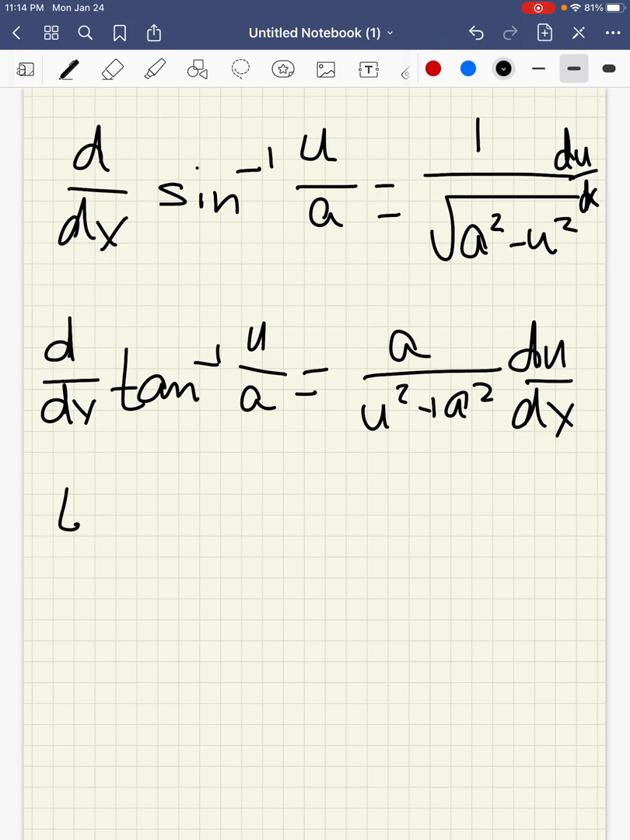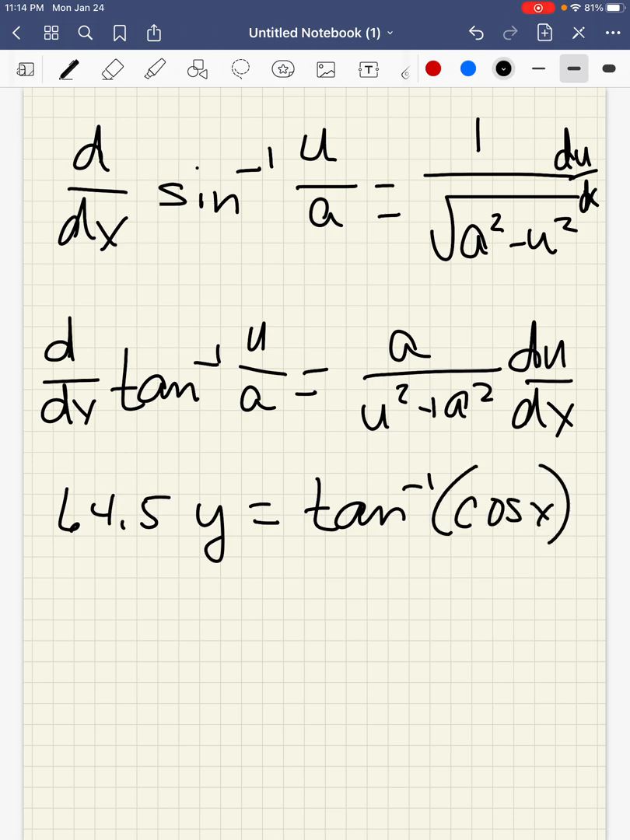So the next problem is y is equal to inverse tan of cosine of x. And we're supposed to find dy dx. Well, look at the derivative of inverse tan, this one right here. In this case, u would be cosine of x. There is no number, so a would be 1. So we're going to plug in those values.